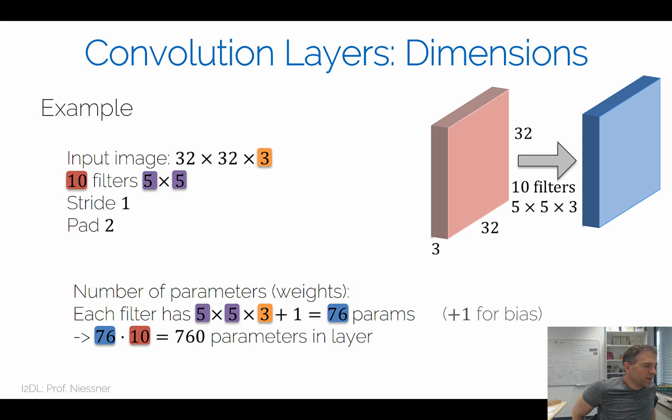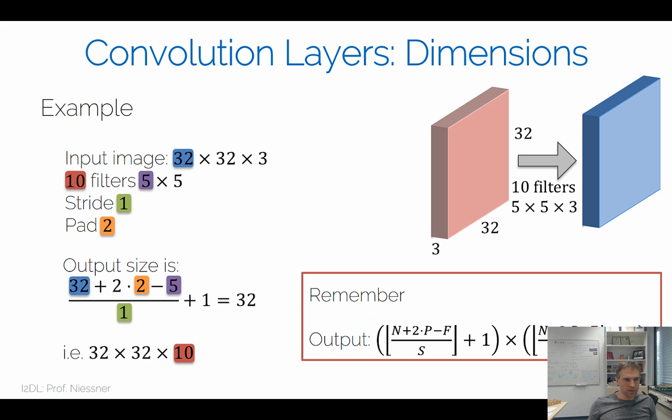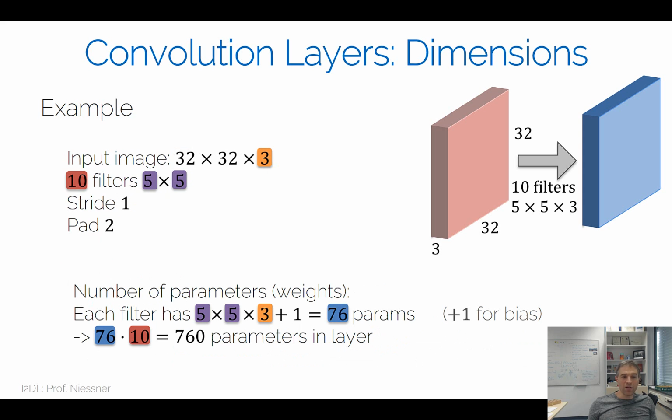So this is another example here where it's the same example, but here we're looking at the number of weights, right? So we're looking at the same example here. The number of weights is 5 times 5 times 10 without the bias, but it's 5 times 5 times 3, which is this one, plus 1 for the bias is 76, right?